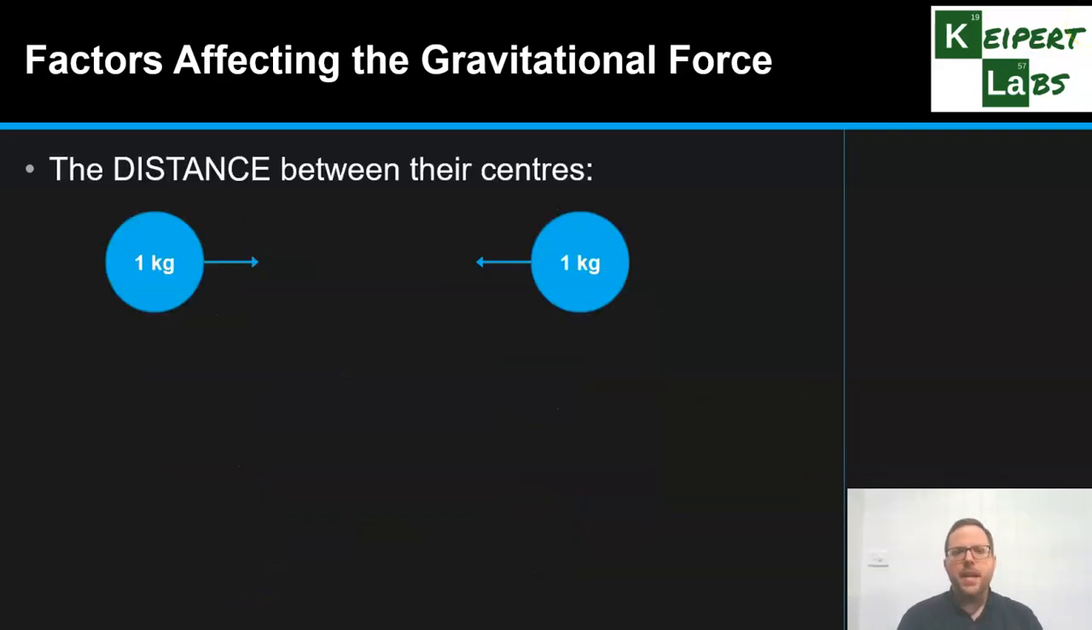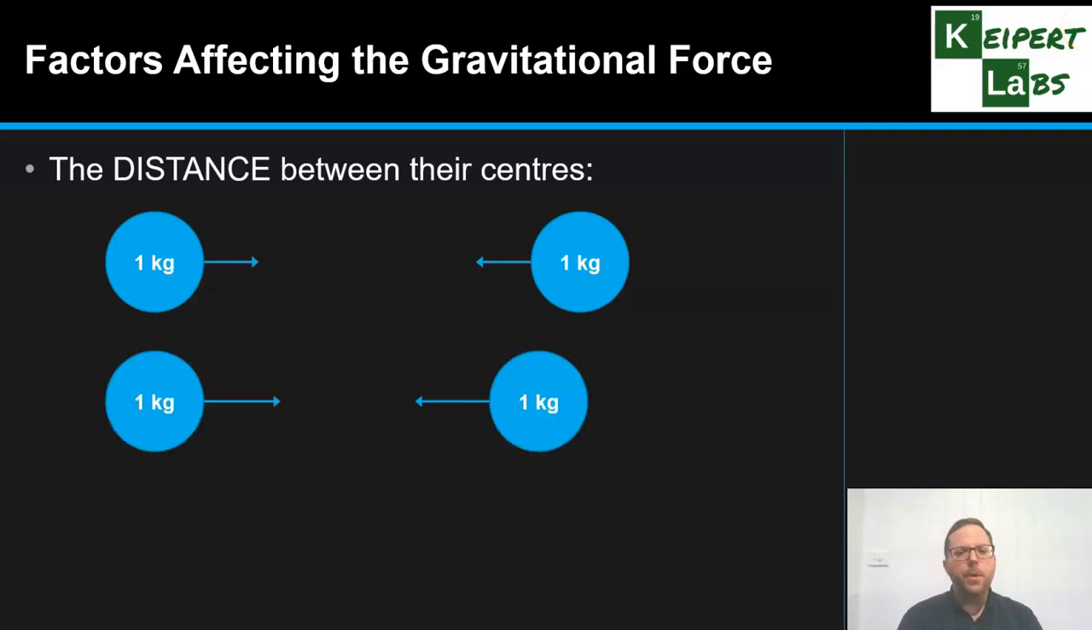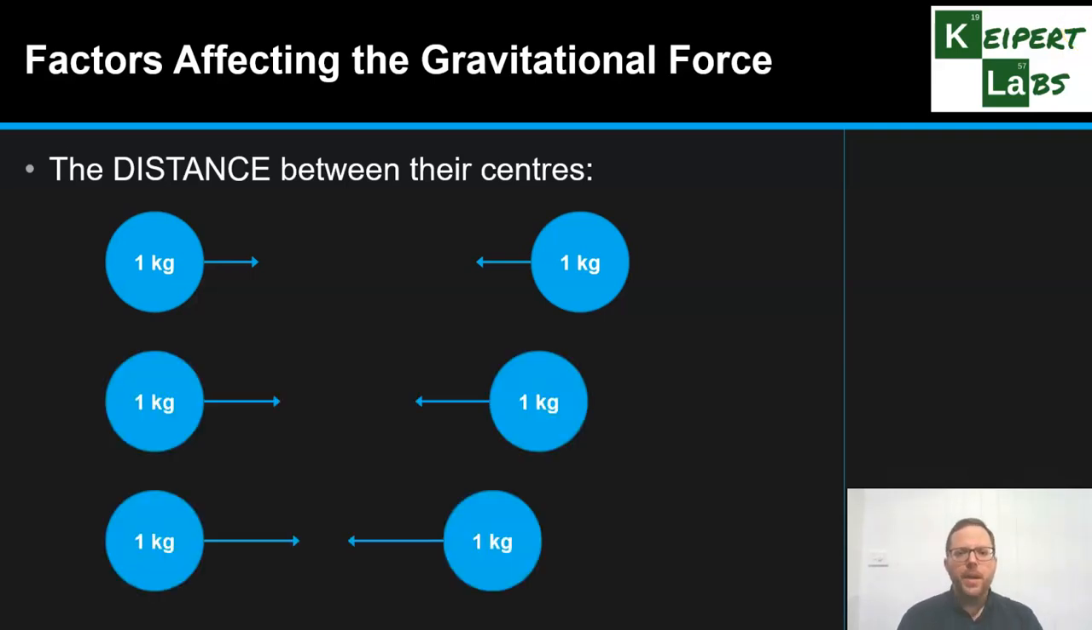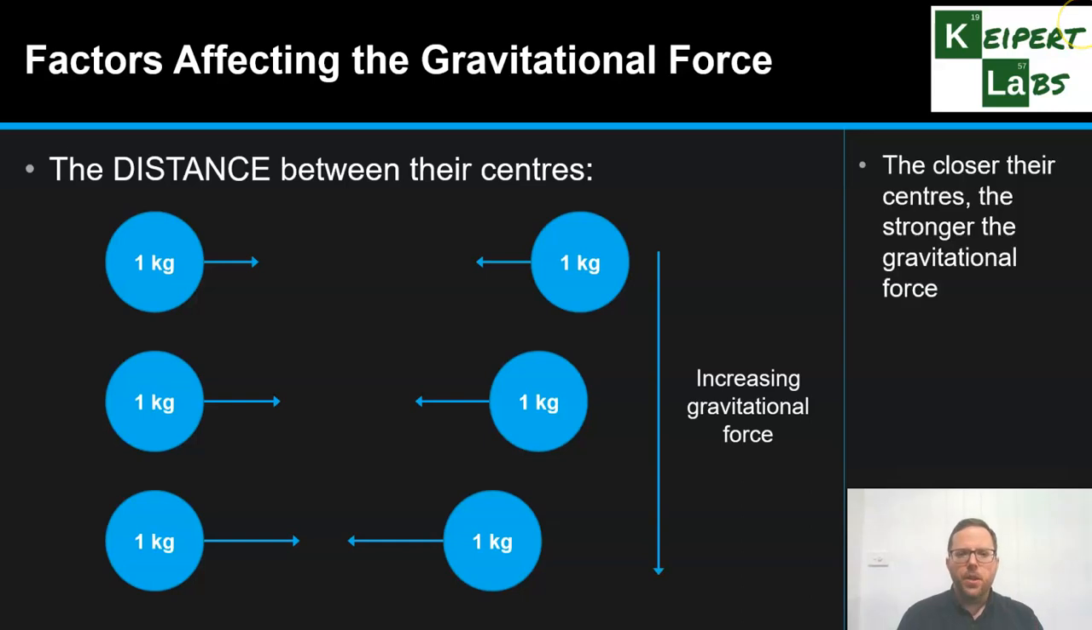If we take the same two 1 kilo objects we looked at before, and we bring them closer to one another, we can see that the gravitational force, that attractive force between them, gets stronger and stronger. So the closer they are together, the closer their centers of mass are, the stronger the gravitational force.